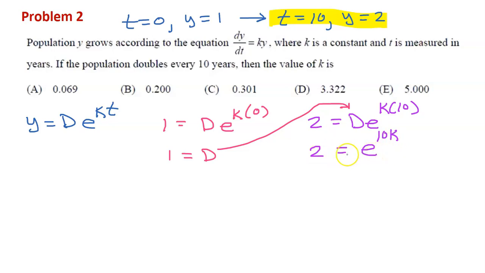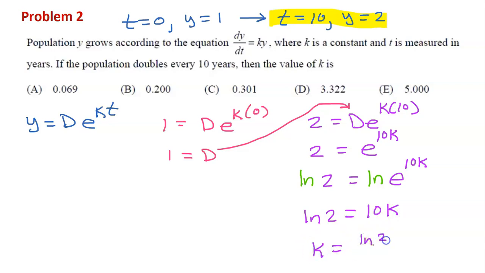Let's take the natural log of both sides of this equation. So that will give me the natural log of 2 is equal to the natural log of e to the 10k. Natural log and base e are inverse functions which cancel each other out. So we end up with the natural log of 2 is equal to 10k. Dividing both sides by 10, we get k is equal to the natural log of 2 over 10.